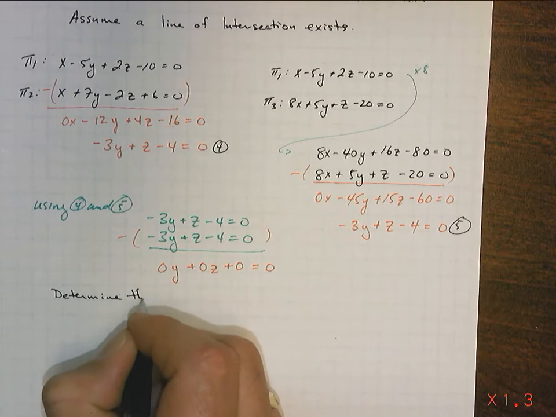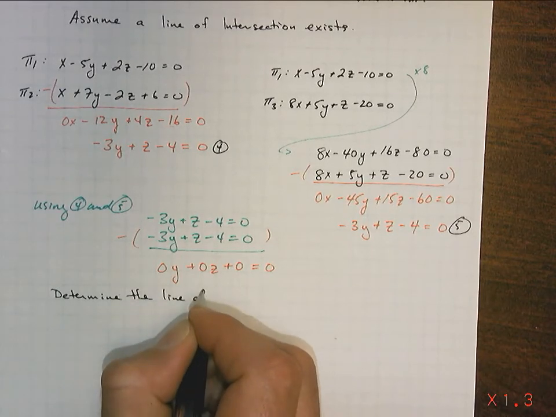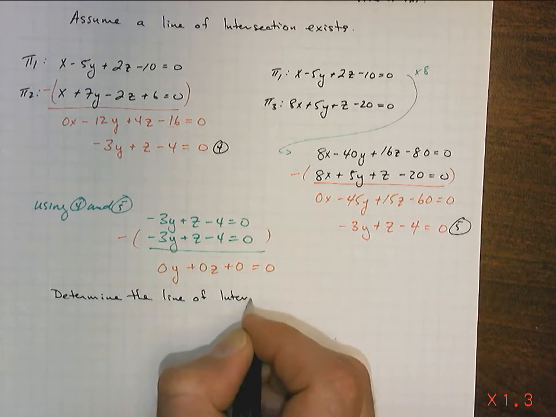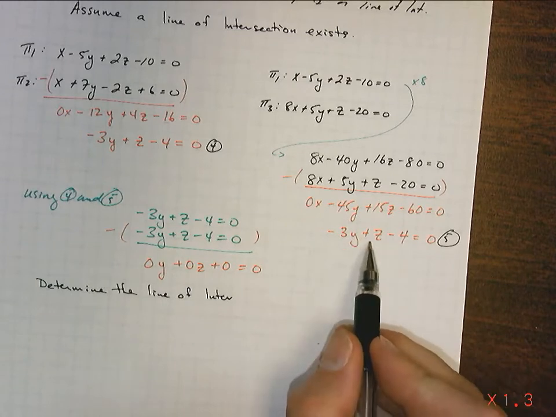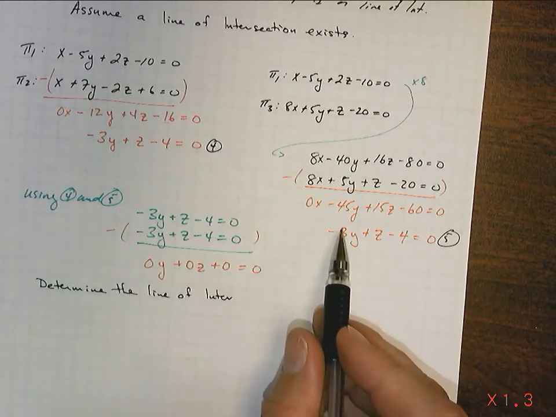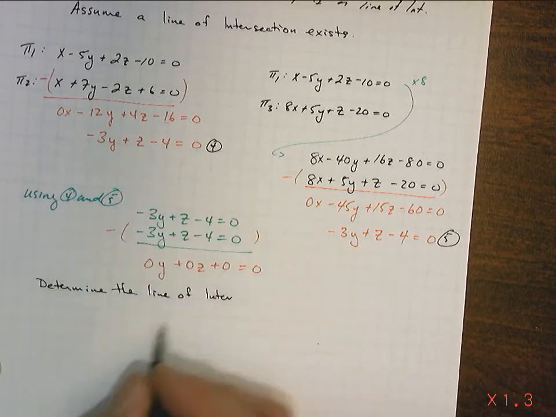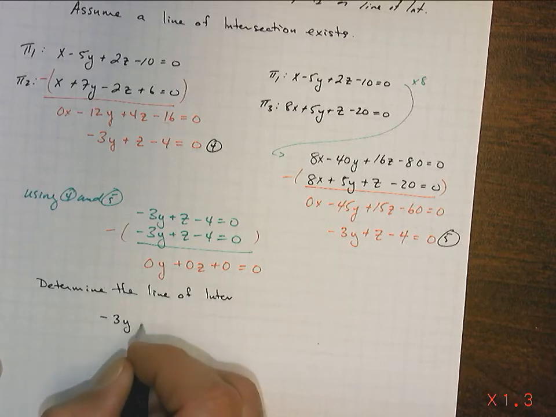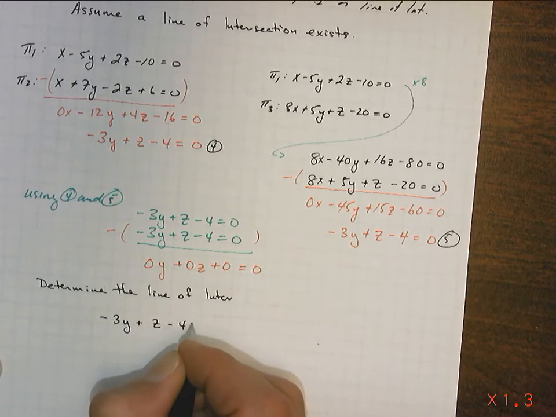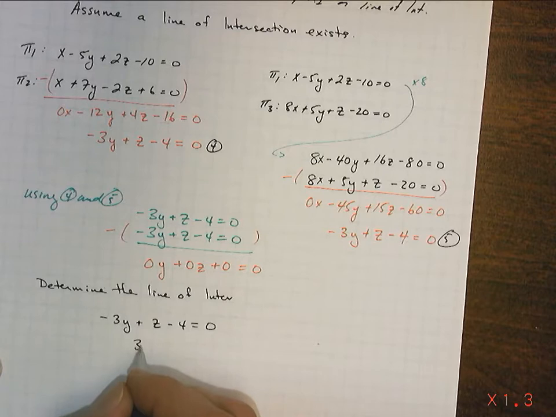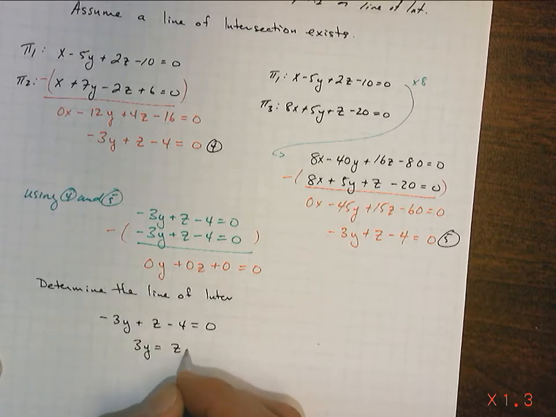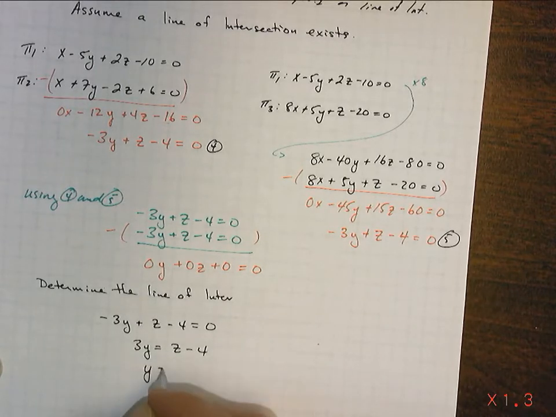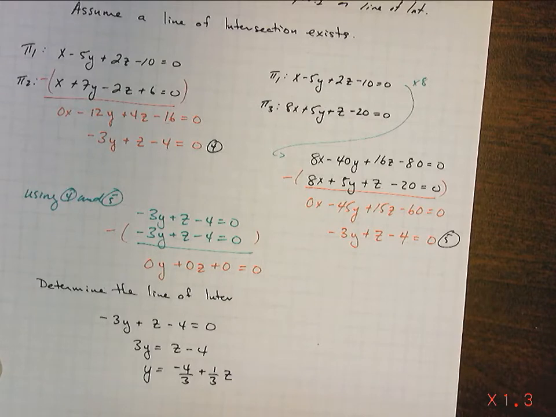Let's say it asked you to determine the line of intersection. So what I would do is I'd go back to either one of these, either 4 or 5, pick one of them. Let's go back to 4. Negative 3y plus z minus 4 equals 0. And I'd change it to 3y equals z minus 4. And y would equal minus 4 over 3 plus 1/3 z. That's what that would equal.